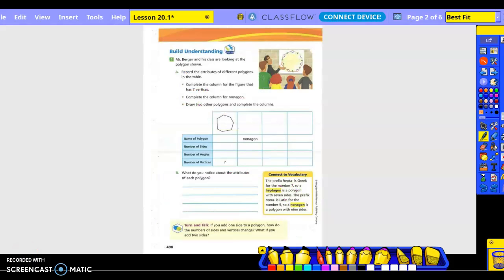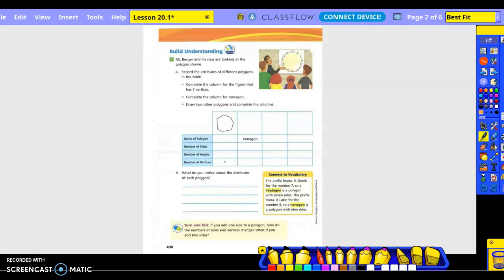Build understanding number 1. Mr. Berger and his class are looking at the polygons shown. Record the attributes of different polygons in the table. Complete the column for the figure that has 7 vertices. So what is the name of the polygon? What's a 7-sided polygon?